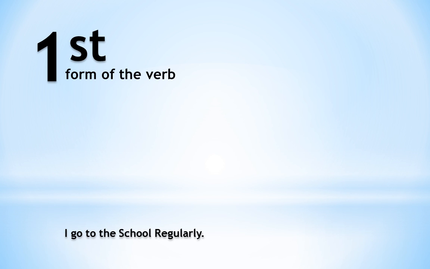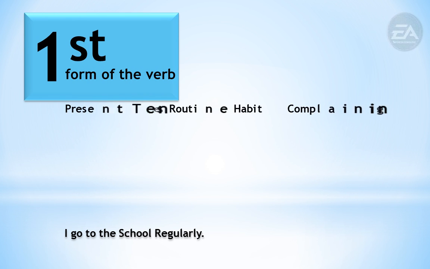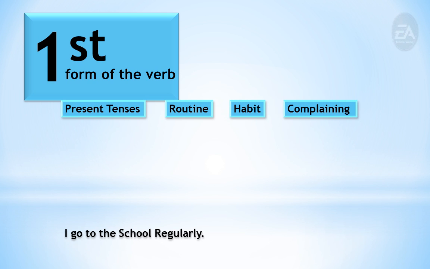Let's start the talk about the use of the first form of the verb. How to use the first form of the verb? Actually, it's not much difficult. We need some concentration to finish up this lecture. Keep in mind, while we're using the first form, there are 3 or 4 things in our mind: present tense, routine, habit, complaining. It's always used when we're talking about any present, someone's routine, habit of someone, or complaining about someone.